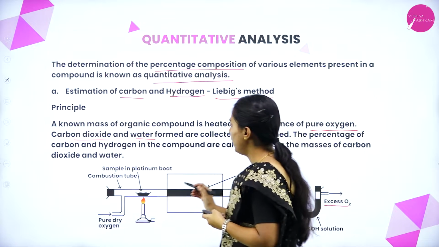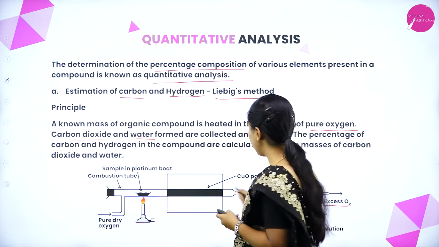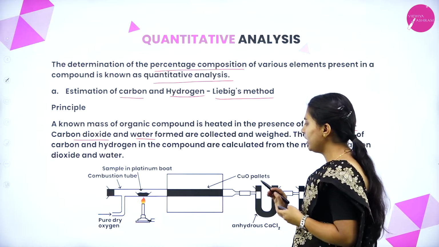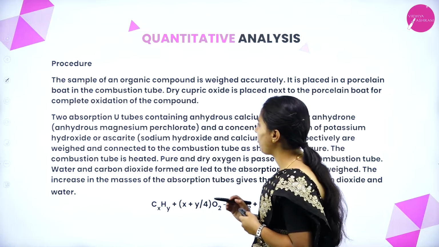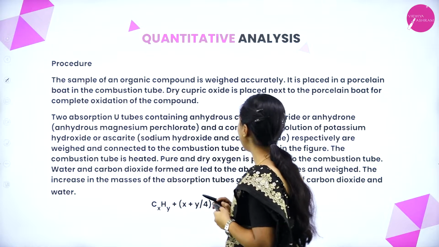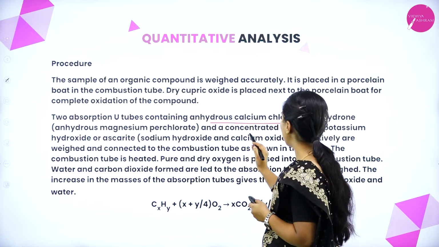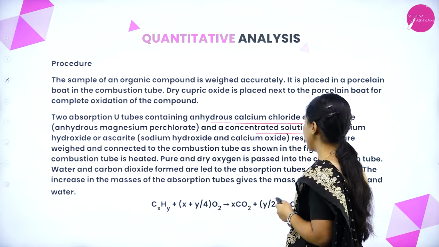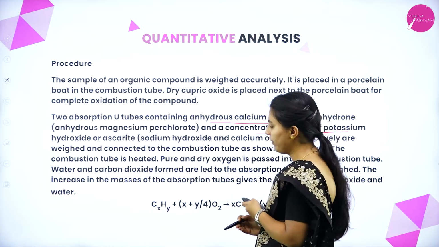See here, they have taken a platinum boat. In that, the sample has been taken, and that is a complete combustion tube. Next to that, copper oxide pellets are present for the oxidation. Two absorption U-tubes containing anhydrous calcium chloride and a concentrated solution of potassium hydroxide respectively are weighed and connected to the combustion tube as shown in the figure.